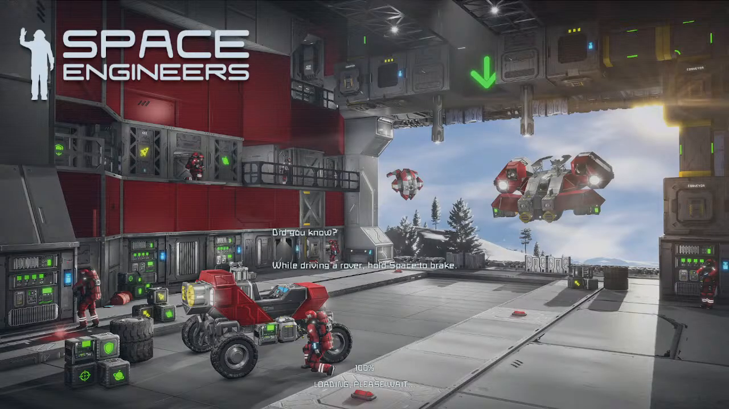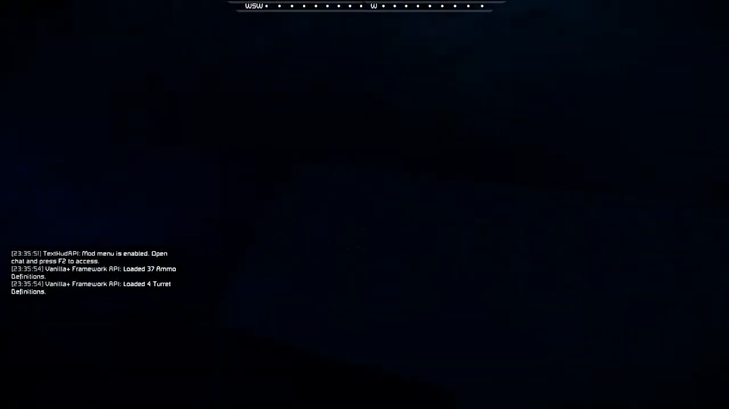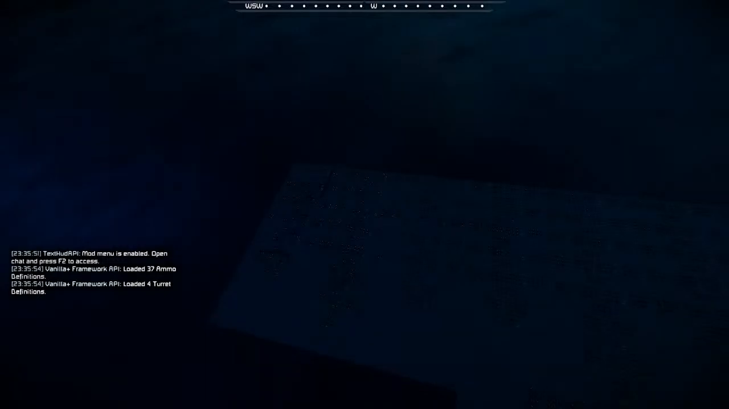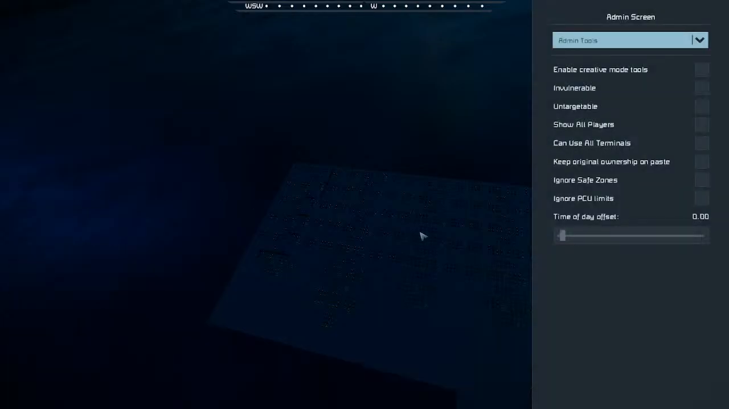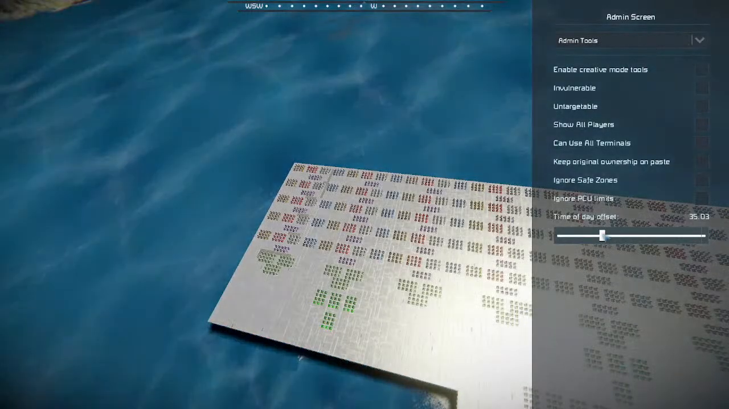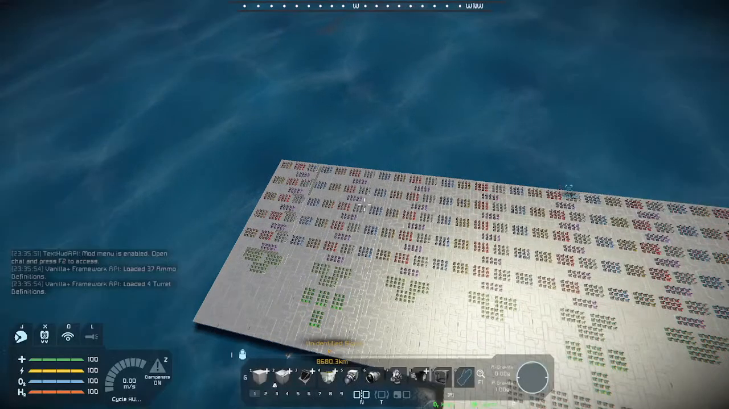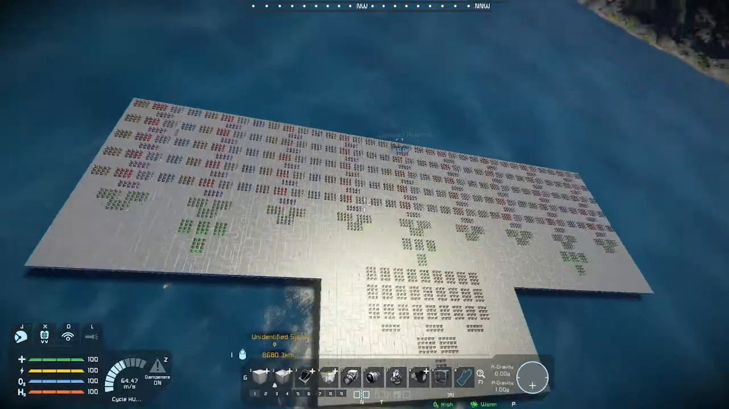Alright, let's see. Do I have everything crashed? No, it loads this time. Yay! Let me quickly just time of day offset. There we go. So this is what I worked on.